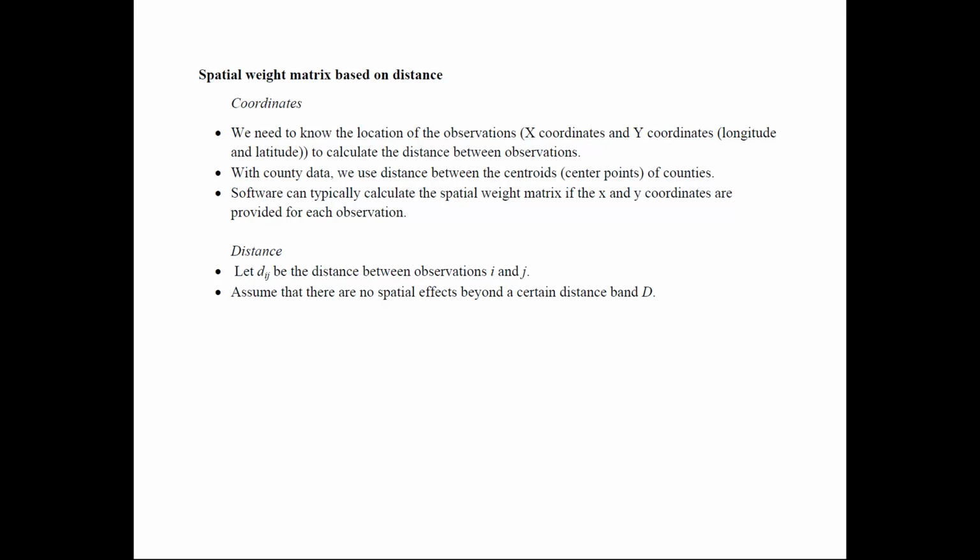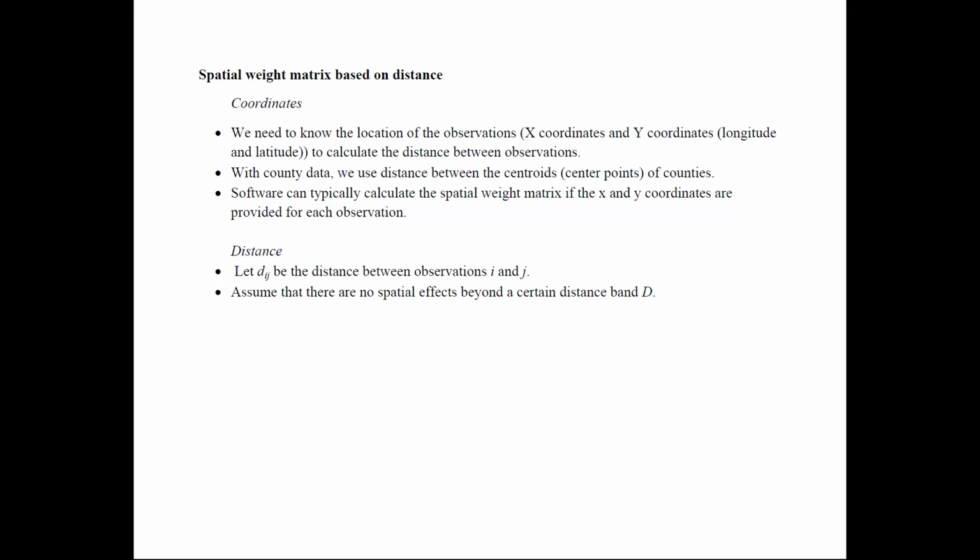So let's say dij is the distance between observations i and j, and we would assume that there are no spatial effects beyond a certain distance band, capital D. Imagine, for example, a big state where we say land values depend on each other if the counties are close, but say anything over 200 miles becomes irrelevant. Basically, it's not going to affect each other.